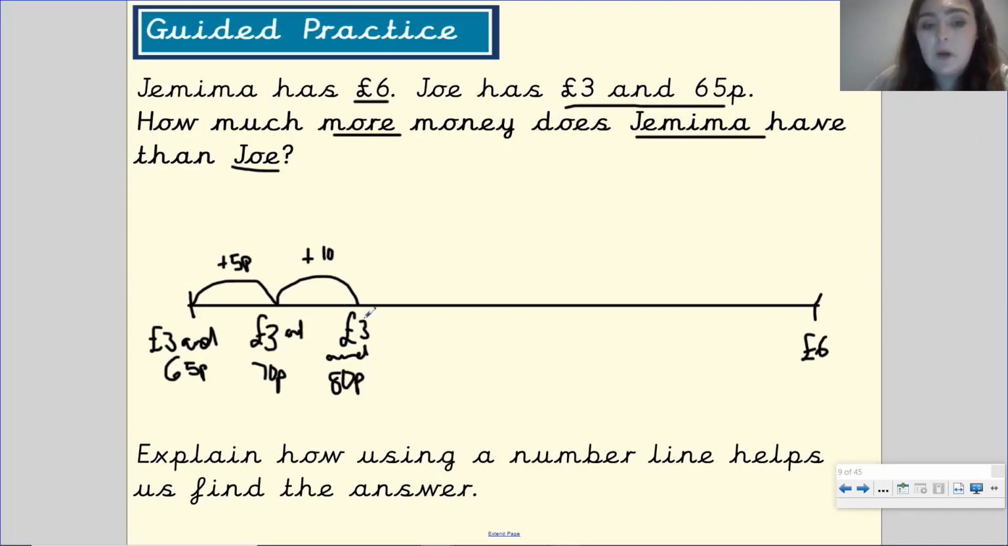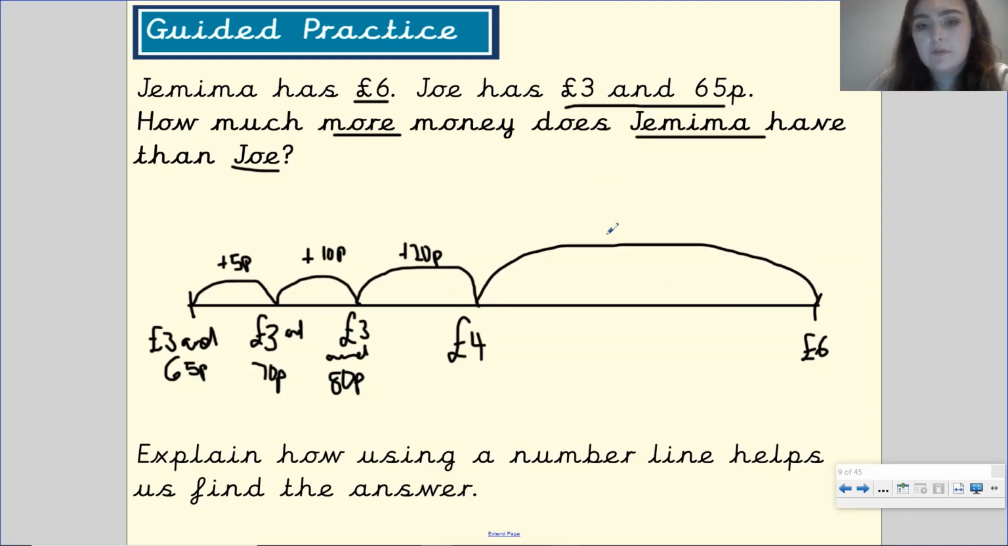Okay, now what I want to do is get to the next pound. So what do I need to add to 80 pence to get to 100 pence, which would make it the next pound? Pause the video and have a think. Well done if you said 20 pence. So we're going to add 20 pence, and then that will take us to £4. Now, what do you add to £4 to get to £6? Pause the video to have a think.